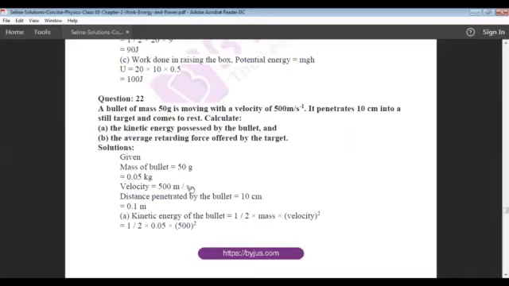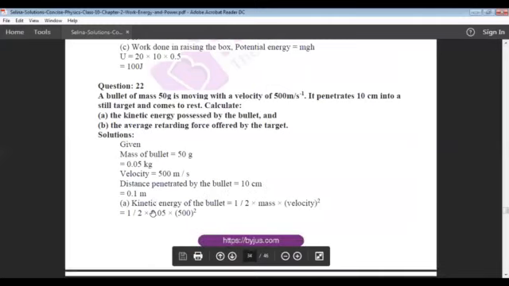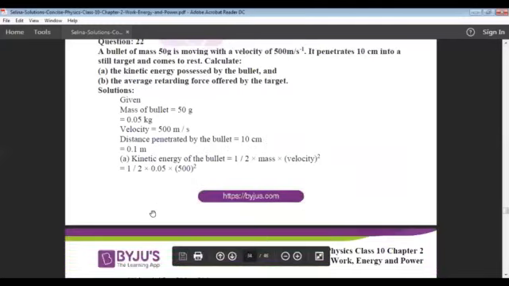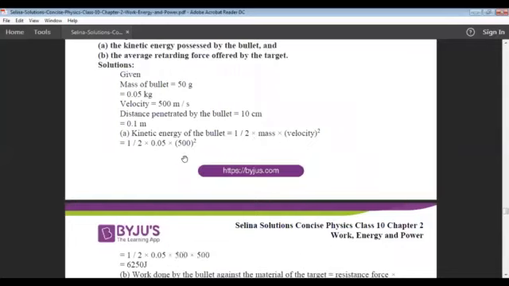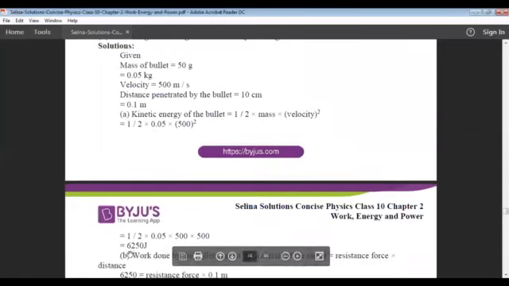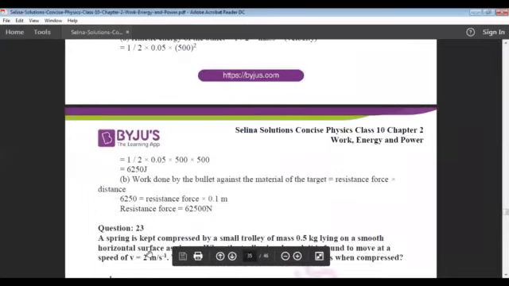So velocity is 500 meter per second. So the distance penetrated by the bullet is 10 centimeter. 10 centimeter is nothing but 0.1 meter. Okay. So first one, we need to find the kinetic energy possessed by the bullet. So the kinetic energy is how much? Half mv square, half into mass into velocity. If you substitute the value, you're going to get the answer as 6,250 joules.